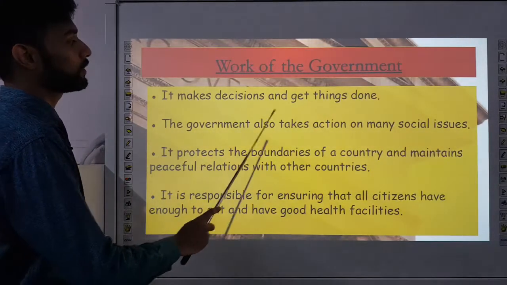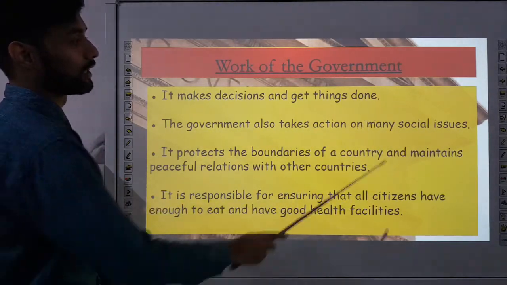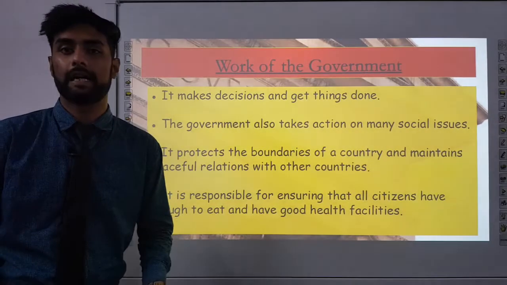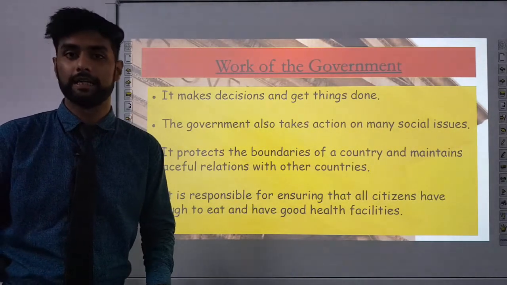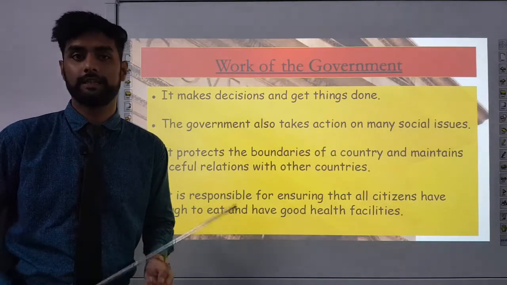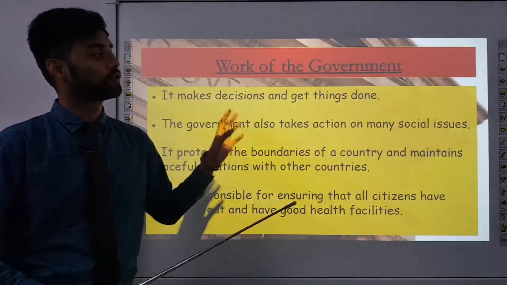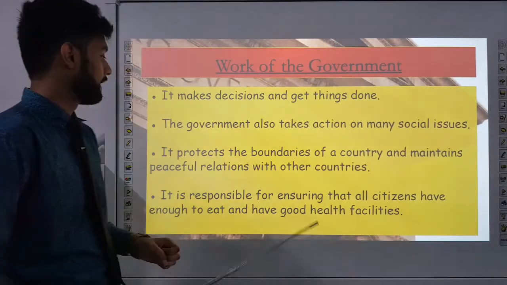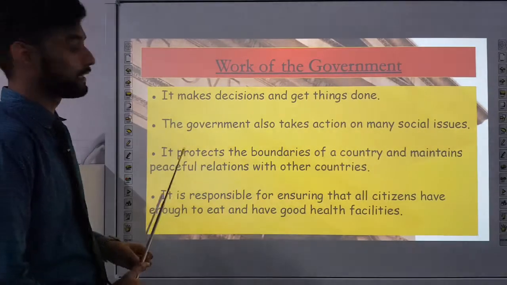The government also takes actions on many social issues. Social issues means issues related to society like inequality, discrimination. We all learned these topics in our earlier chapter. So the government also solves these problems as well. Now, this is very important, so please underline this line.